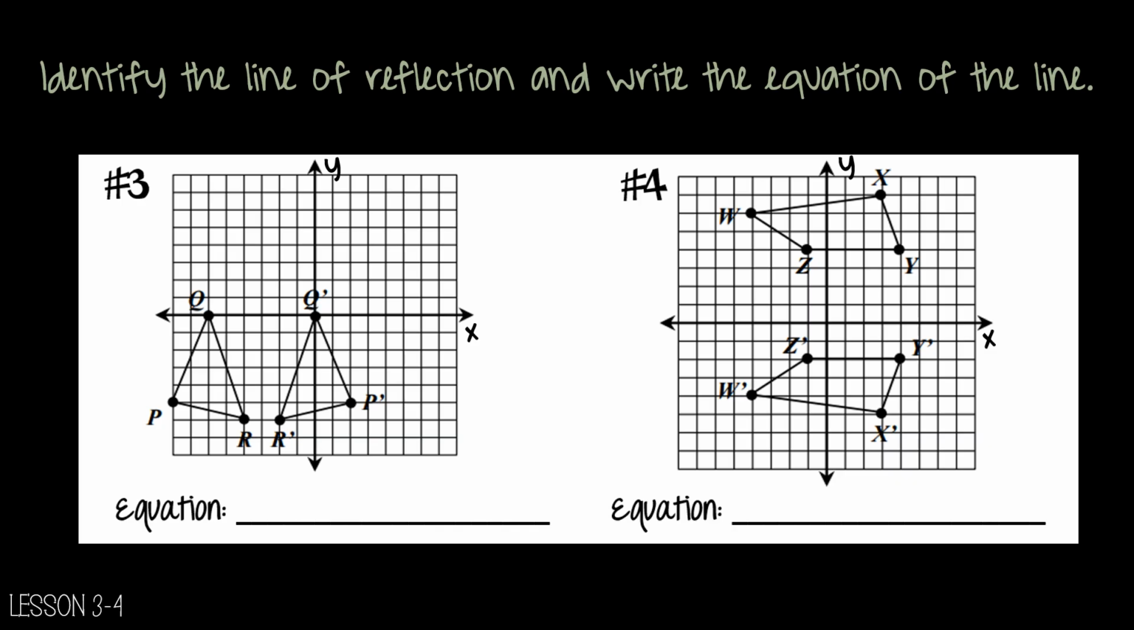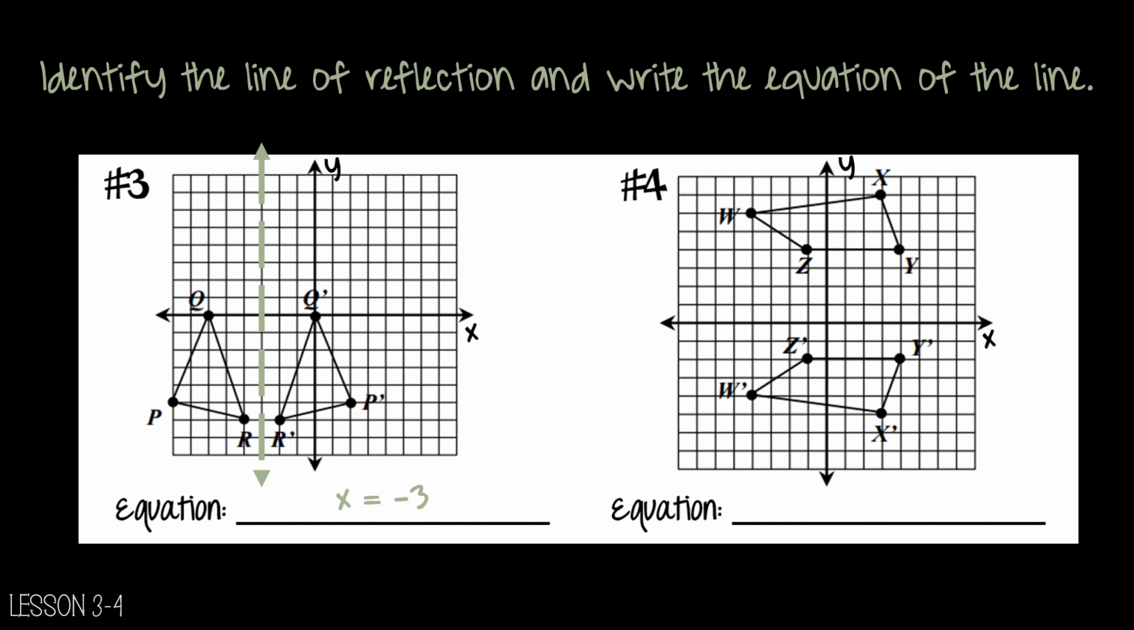Number 3, that looks like it's a vertical line of reflection. So that will be x equals -3. You can go from r to r prime, q to q prime, and find the part that's right in the middle of those, because each of the corresponding points should be the same distance away from the line of reflection.